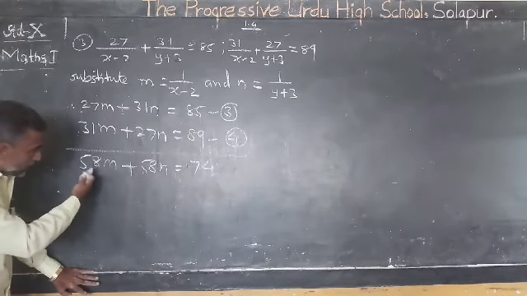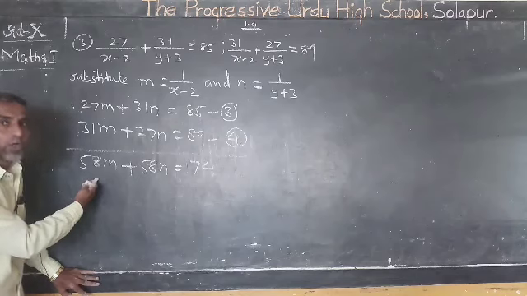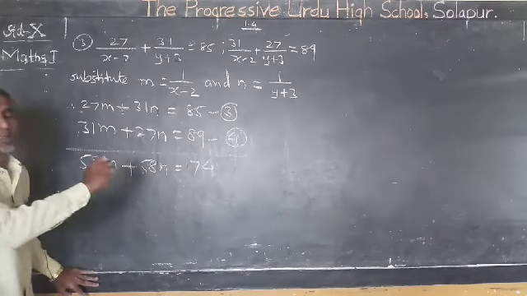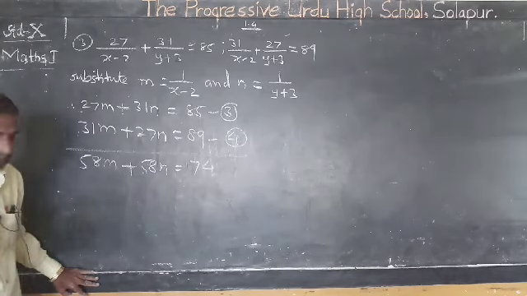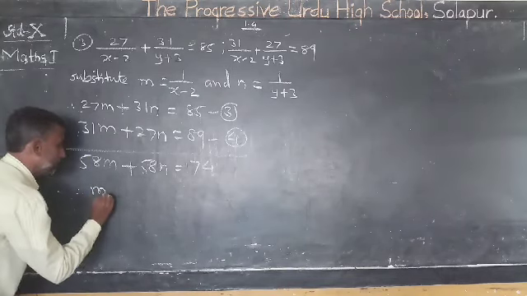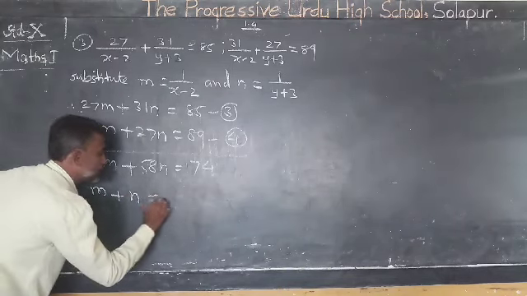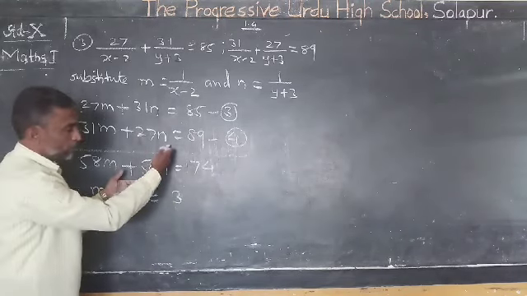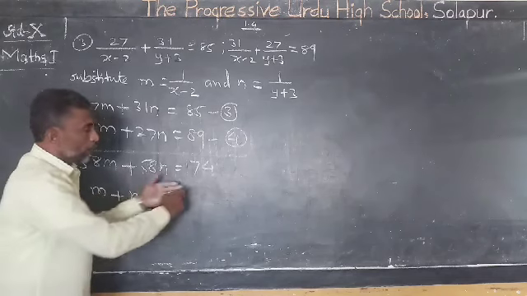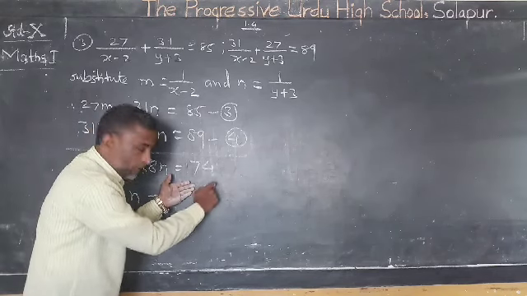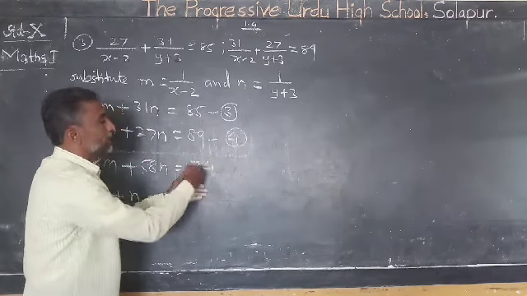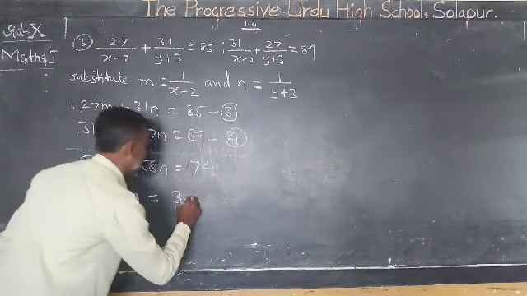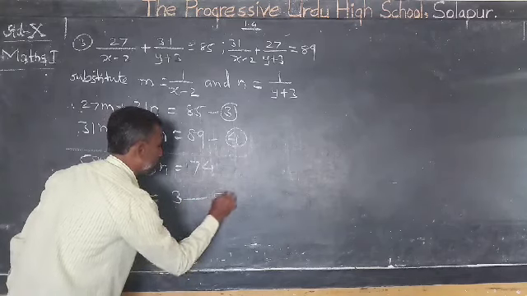We can divide the whole equation by 58. So write a sentence here: dividing each term of the equation by 58. You will get m plus n is equal to 3. 58 ones are 58. Divide here also by 58. 58 ones are 58. 58 threes are 174. In this way, you will get a simple equation. Equation number 5.